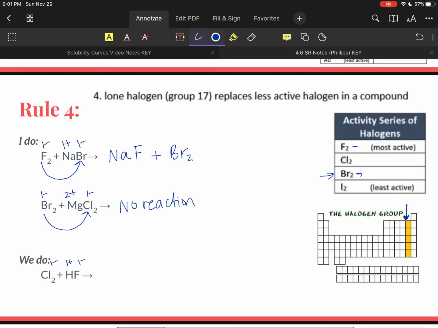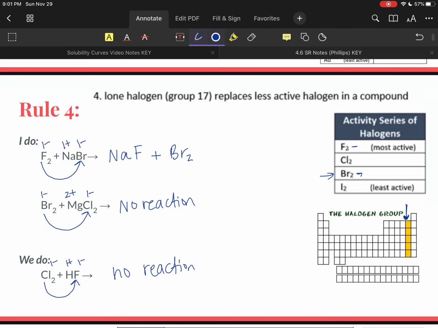So I've written my charges. I know chlorine is going to try to replace fluorine because they're both negative. Chlorine, is it above fluorine? No, it is below it. So there is no reaction.